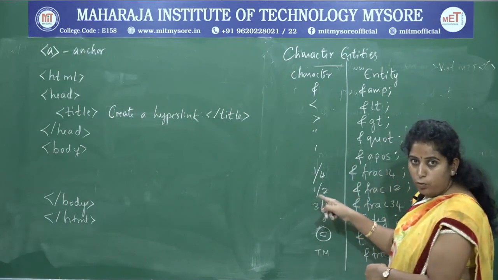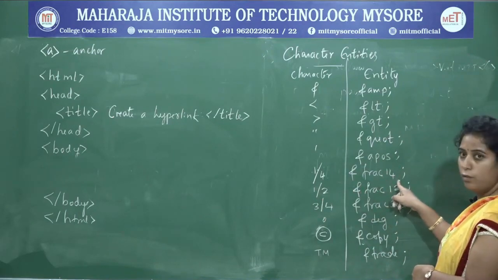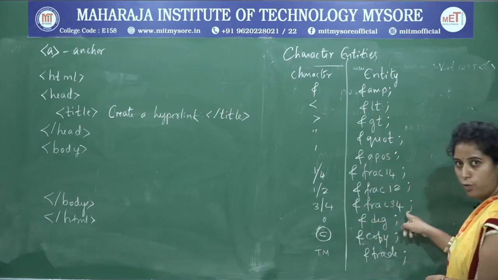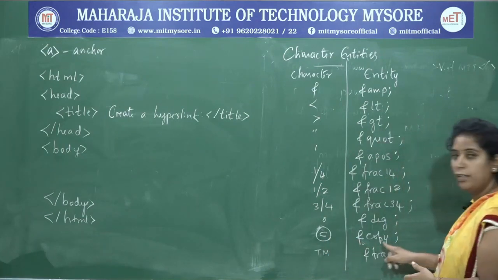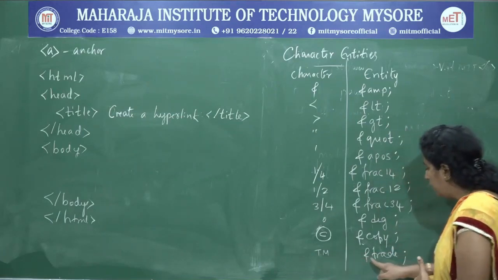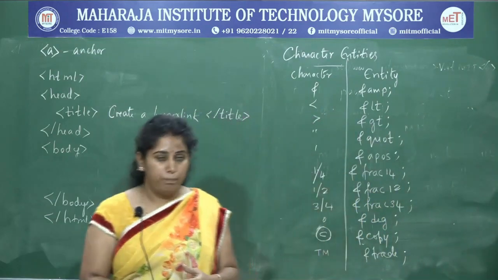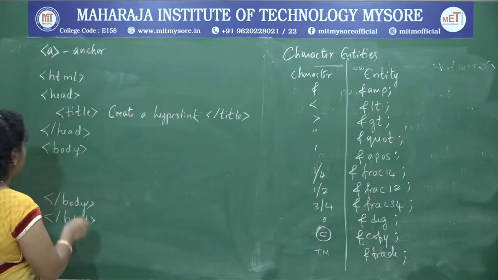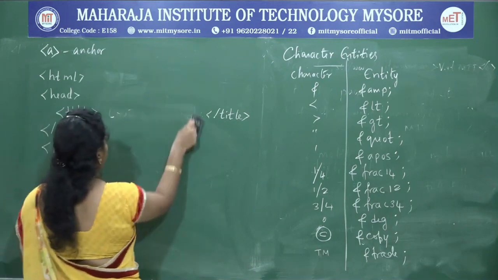I want to print 1 by 4. How do I print? Ampersand FRAC fraction 1 4. For 1 by 2, 1 2. 3 by 4, 3 4. Got it? And I want to print a copyright symbol. How do I print? Ampersand copy. Then I want to print a trademark symbol. So ampersand trade. So this is what character entities mean. For example, let me code a simple program on this.